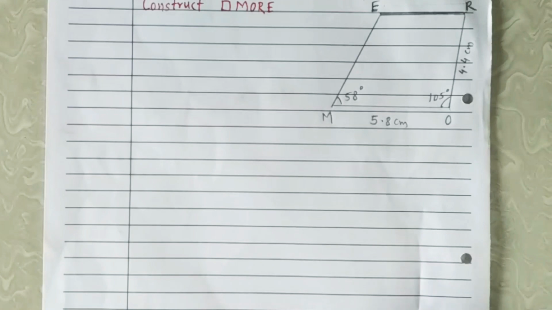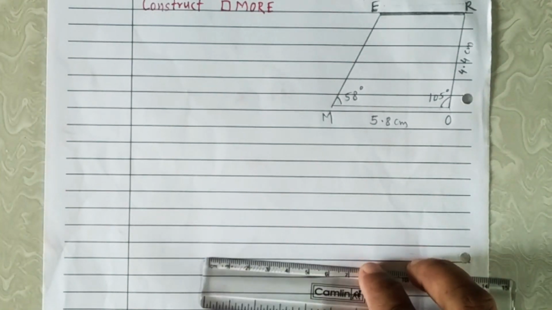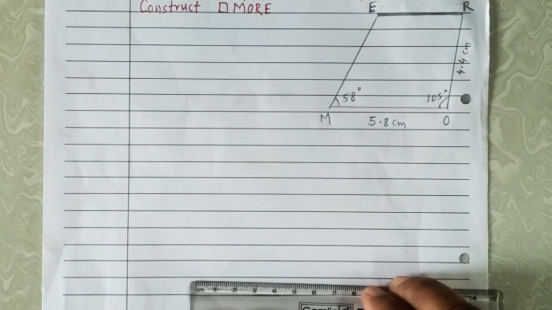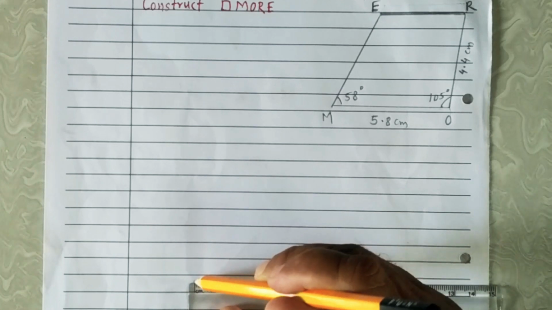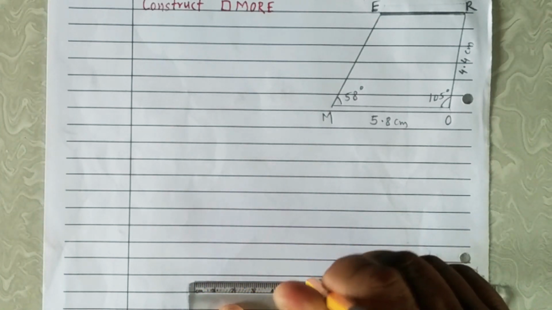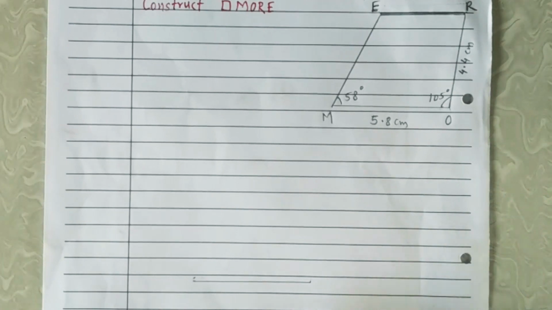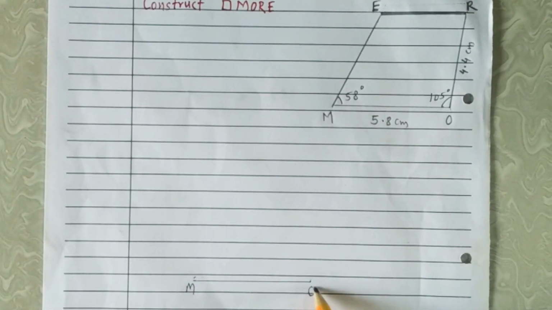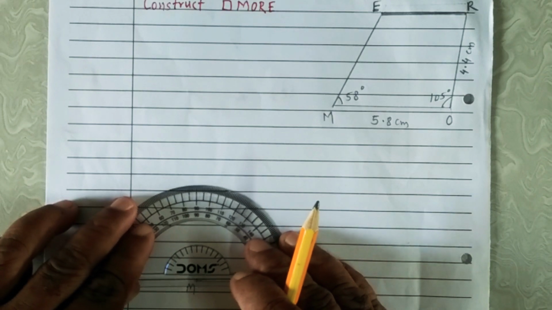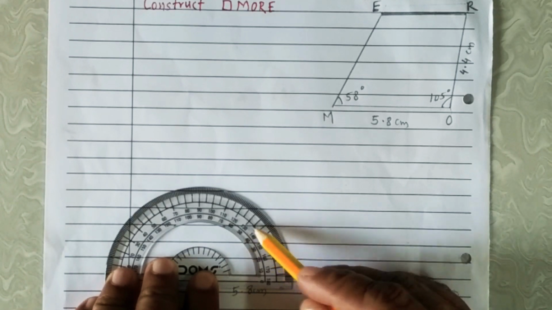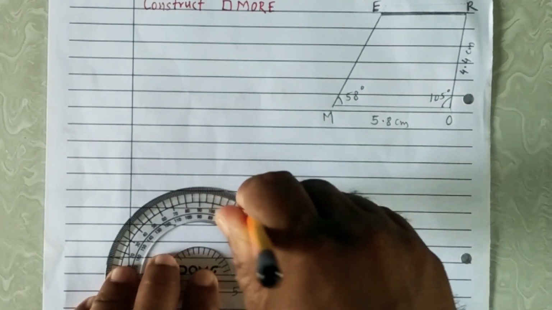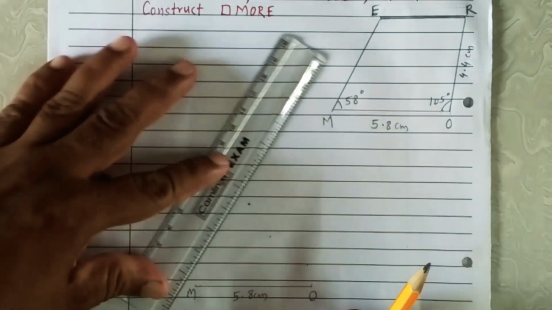So first draw the base segment of length 5.8 centimeter. Now with the help of protractor, measure angle M is equal to 58 degree. So 58 degree at M.